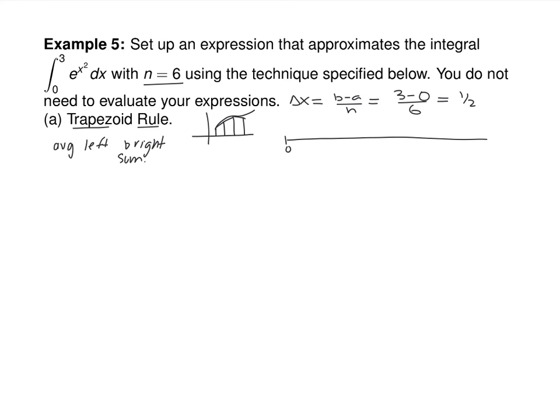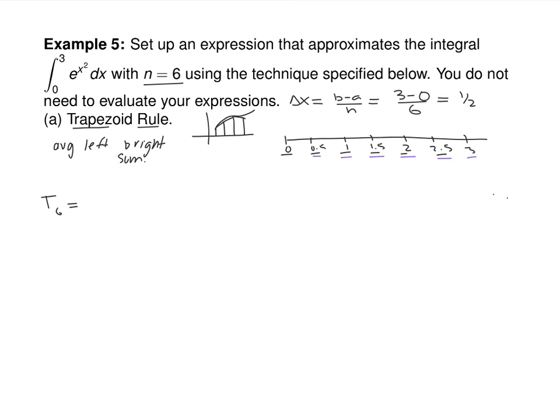So my intervals are 0, 0.5, 1, 1.5, 2, 2.5, and 3. If I did the left sum, I'd plug in 0, 0.5, 1, 1.5, 2, and 2.5. If I did the right sum, I'd plug in 0.5, 1, 1.5, 2, 2.5, and 3. So what this trapezoid rule will be, our notation was T sub 6.